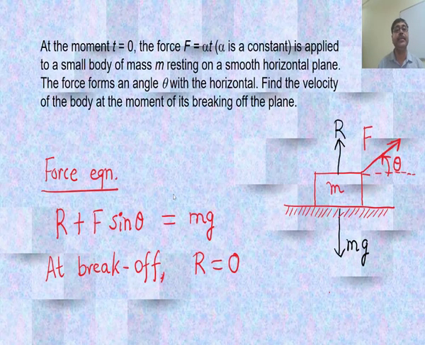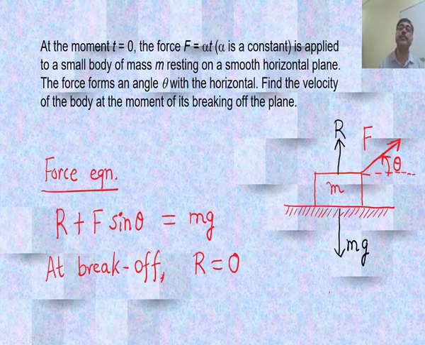In this problem, let us read the problem first. At the moment t is equal to 0, the force F is equal to alpha t is applied to a small body of mass m. So here is my mass m, put on a smooth horizontal plane. And I have applied a force F, and F is time dependent.